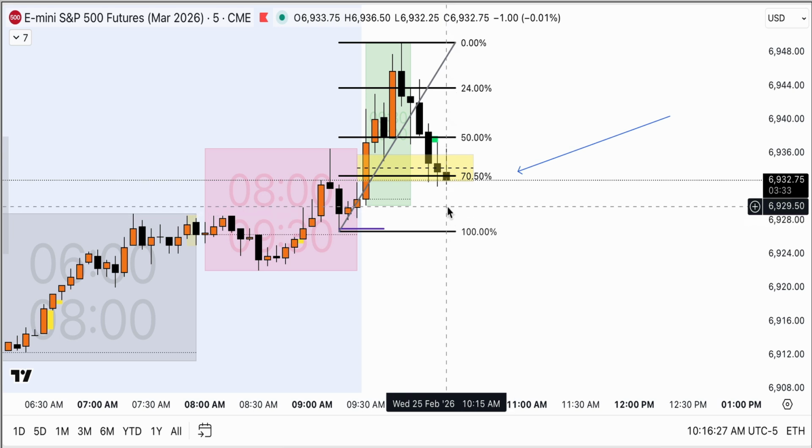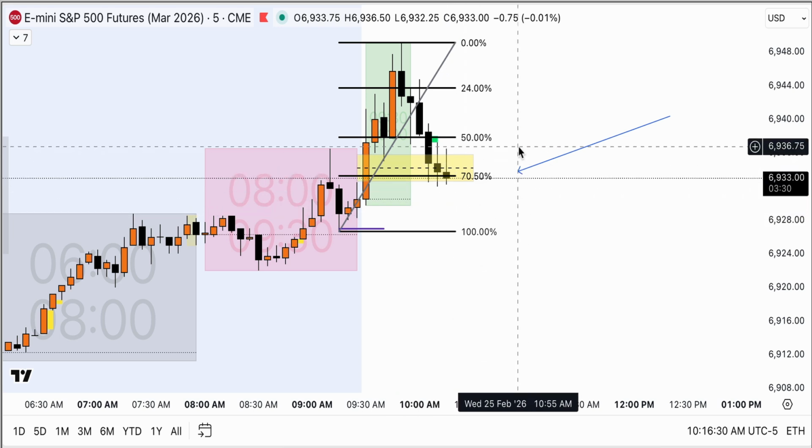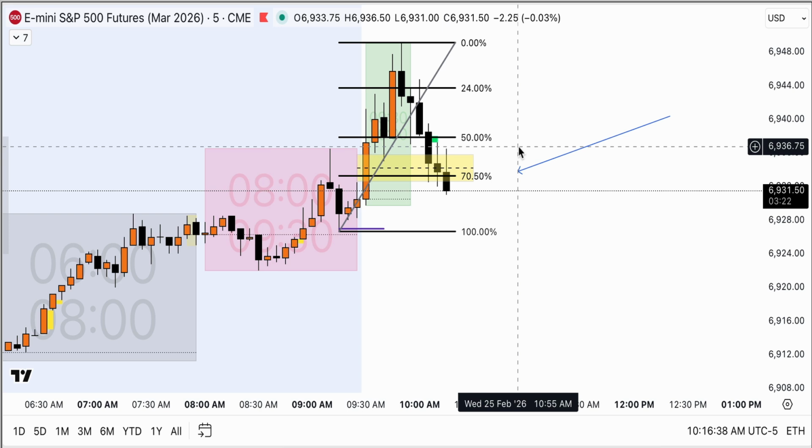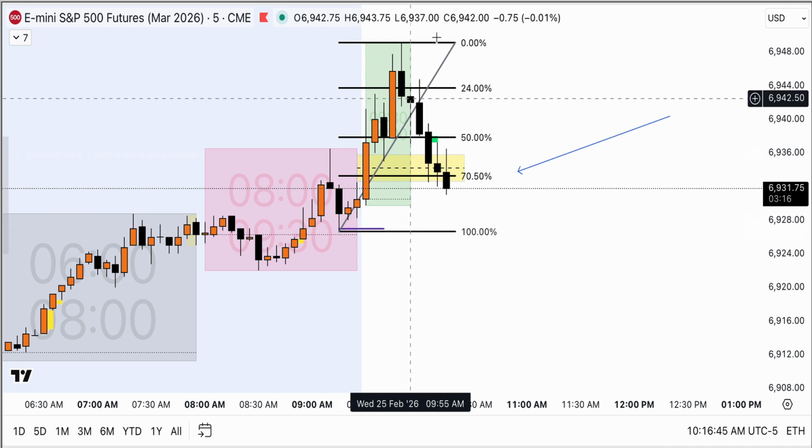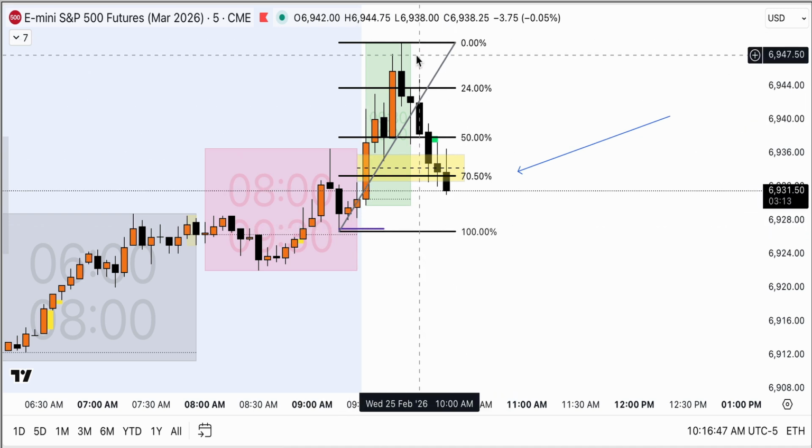Okay, so it's 10:15. We are failing to make any market structure shift on the lower time frame, the 1 minute, and we are heavily bearish. So this fair value gap really can be ignored in terms of this directional move.